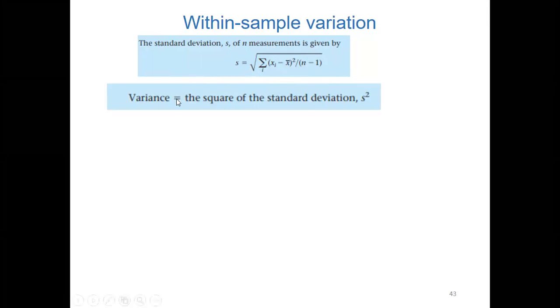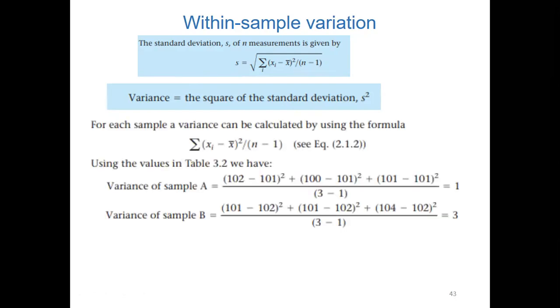And also you need variance. Variance is the square of the standard deviation, S square. Okay? And for each sample, a variance can be calculated by using this formula. So this is for standard deviation. The variance is the square of the standard deviation. When we take the square of this, we can remove the square root and then it becomes this equation. So using this equation, we can calculate the sample variance.